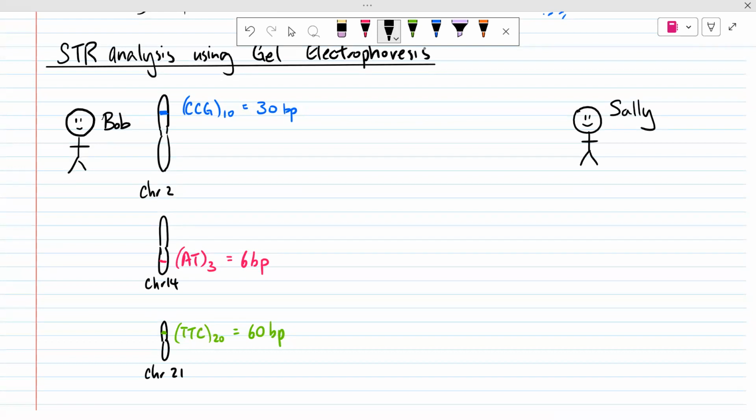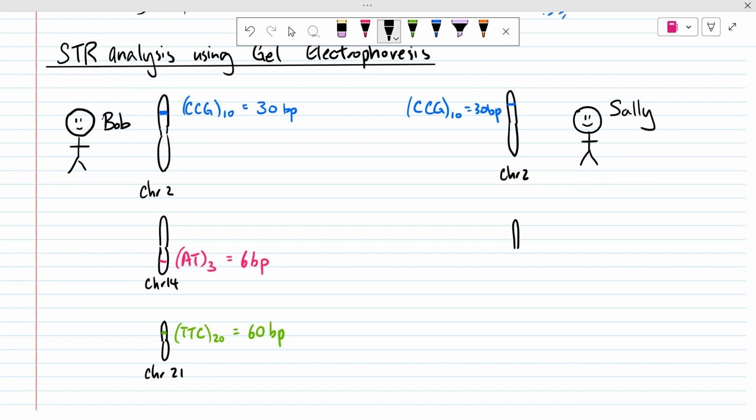So we're gonna look at Sally as well at the exact same locations. Everybody has the same STR in the same location. It's just that the number of repeats might be different. So for Sally, maybe CCG, and it is also 10 for her. It just happens to be the same. They don't necessarily have to be related.